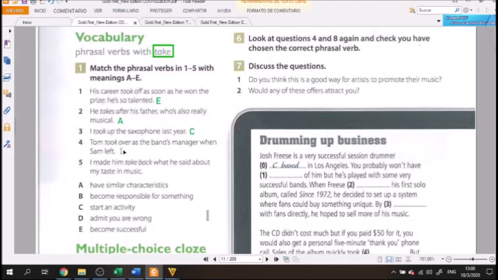Tom took over as the band's manager when Sam left. To become responsible for something, you take somebody else's chores or activities. Mm-hmm. I gave you an example with supermarkets taking over. Number five. I made him take back what he said about my taste in music. Yes, to admit you are wrong. When you take something back, you say, I'm sorry, I didn't mean it, I take it back. It was wrong of me to say that, okay? I think you know that one. They use it a lot in movies.